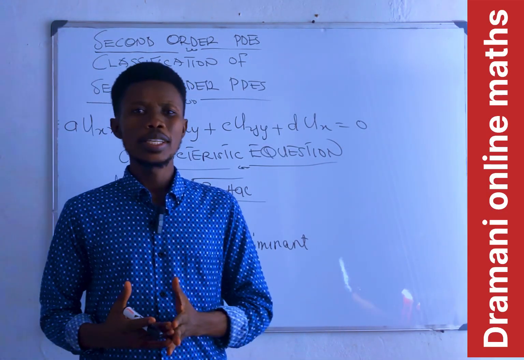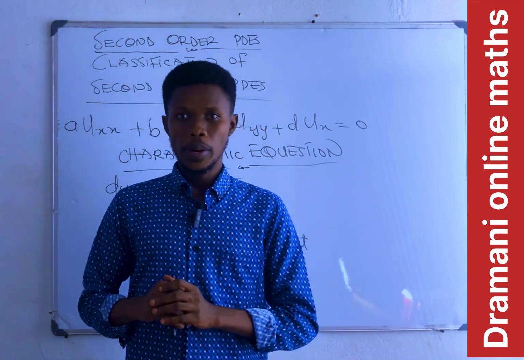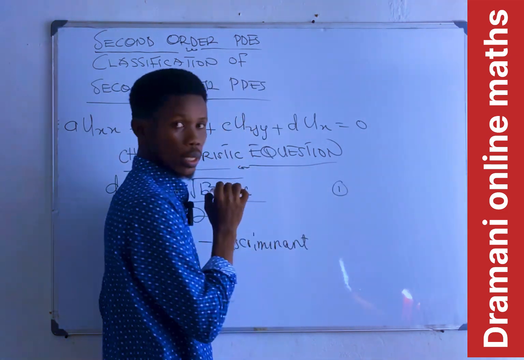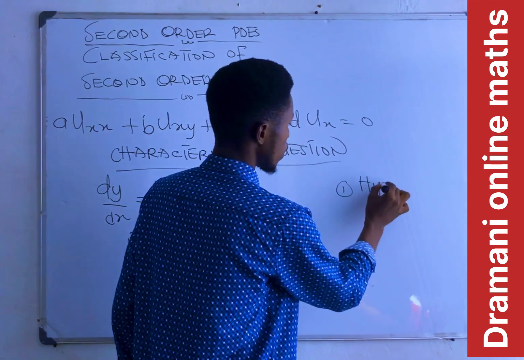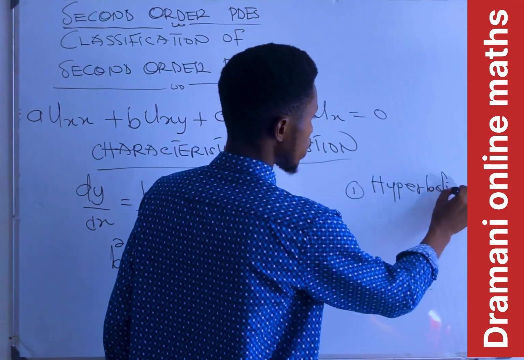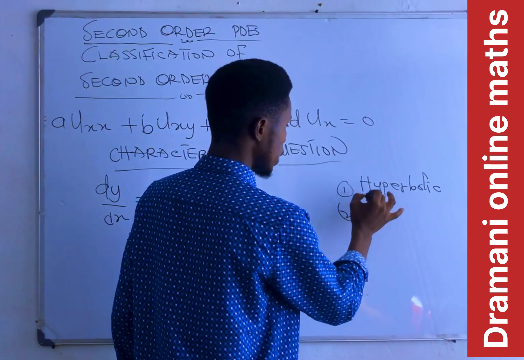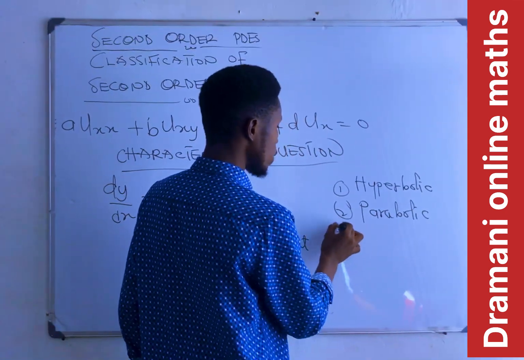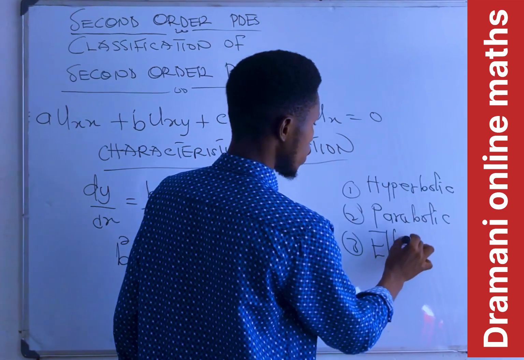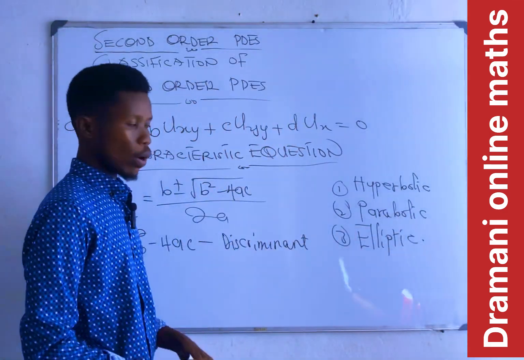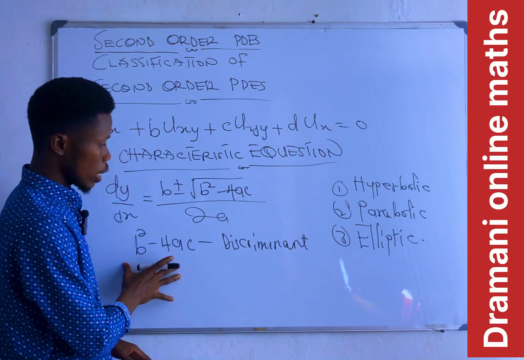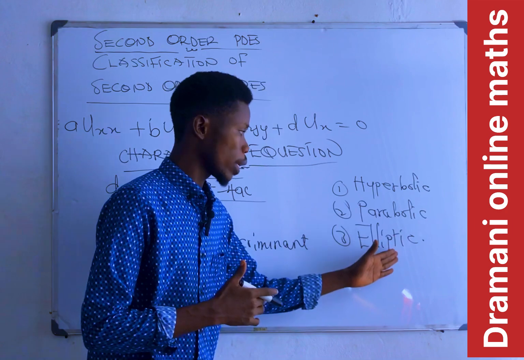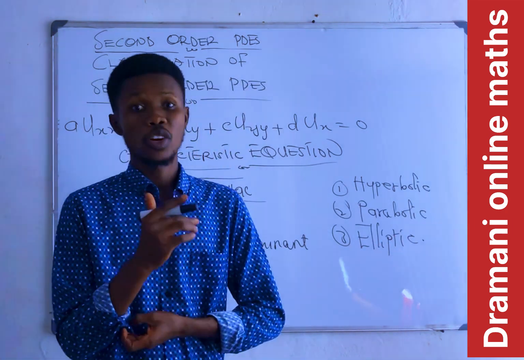The second order PDE can be classified into only 3 types. The first one is hyperbolic. The second one is parabolic. And the third one is elliptic. Now, how do we use the discriminant to classify the second order PDE under hyperbolic, parabolic, and elliptic? I'm going to show you, and this is very simple.